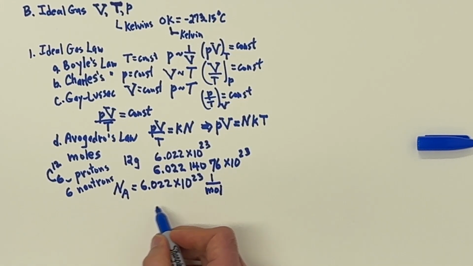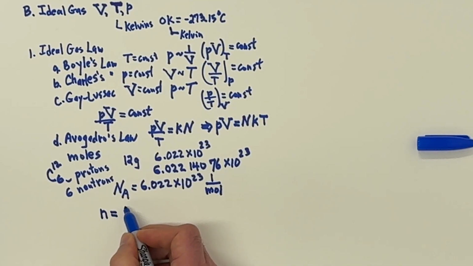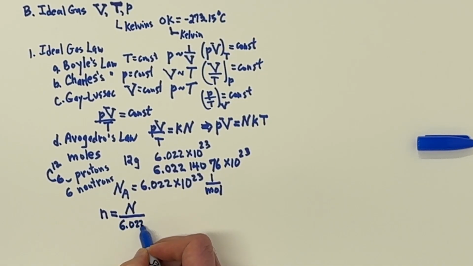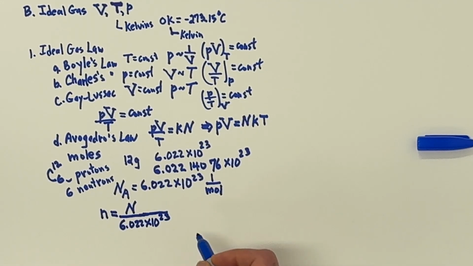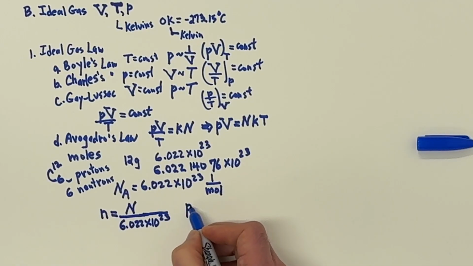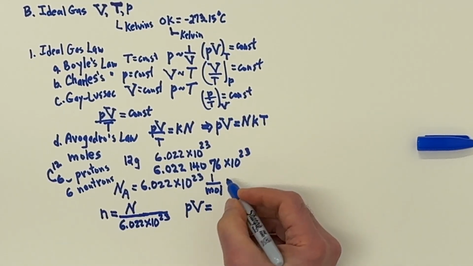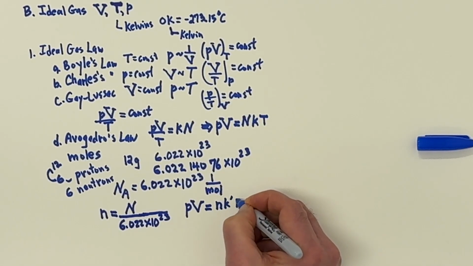So to find the number of moles, we like to use little n. You just take the total number of particles, say N, and divide by 6.022 times 10 to the 23rd, and that will give you the number of moles. So if we do that, then in the ideal gas law, PV, we replace the number of particles by number of moles, and we'll have a different constant, say called k prime, times T.